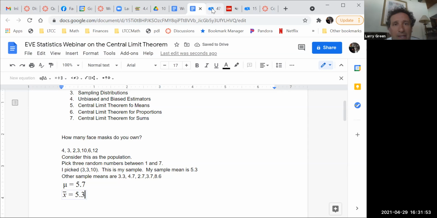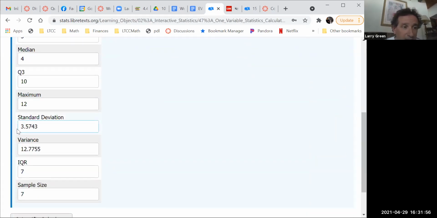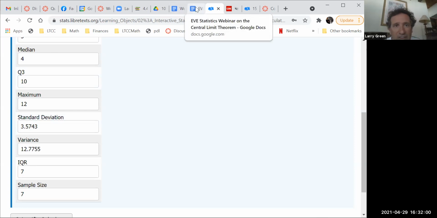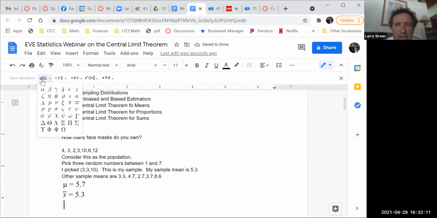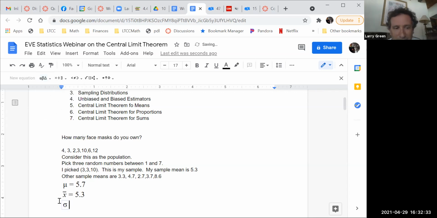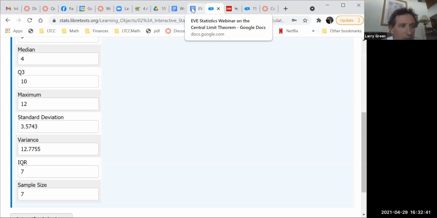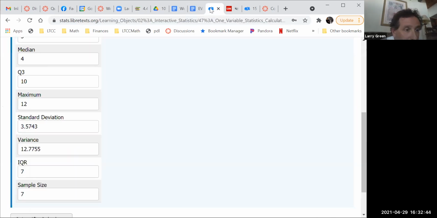Okay, we also had the population standard deviation. The population standard deviation was again 3.6 about. And what symbol do you use for the population standard deviation? Who remembers? Use a sigma. So that's that Greek letter sigma. And again, that Greek letter sigma was 3.6.